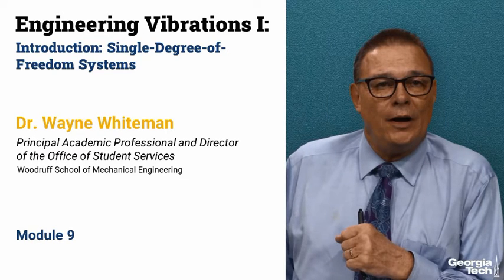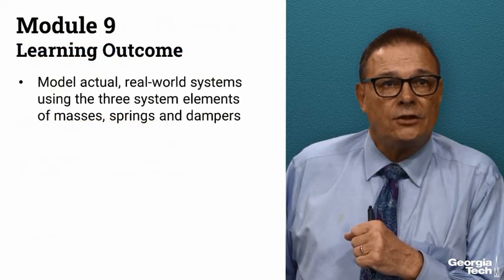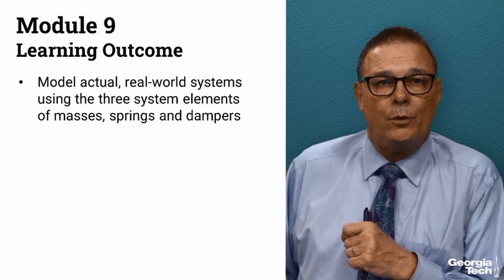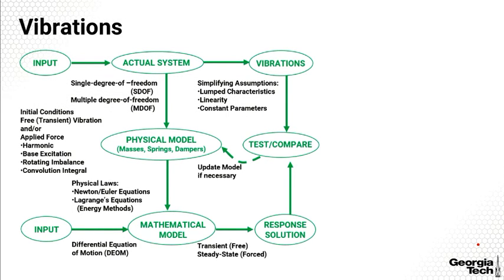Welcome back to Module 9 of an Introduction to Engineering Vibrations, Single Degree of Freedom Systems. Today's learning outcome is to model actual real-world systems using the three system elements we've come up with: masses, springs, and dampers. We're going to focus on taking an actual system, making simplifying characteristics, and coming up with what we call a physical model, which will represent that actual system with masses, springs, and dampers. And we're focusing in this course on single degree of freedom systems.